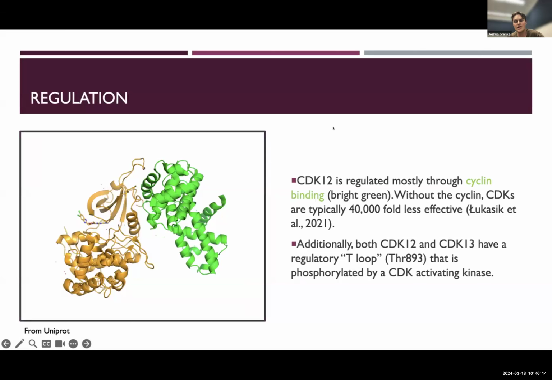For regulation, CDK12 is regulated for the most part through cyclin binding. Typically, CDKs are around 40,000-fold less effective without their cyclins, so basically useless. Additionally, both CDK12 and CDK13, which is very closely related to CDK12, have a regulatory T loop at threonine 893 that's phosphorylated by the CDK activating kinase. And that's that phosphorylation site that I'm focusing on because it is the most important.